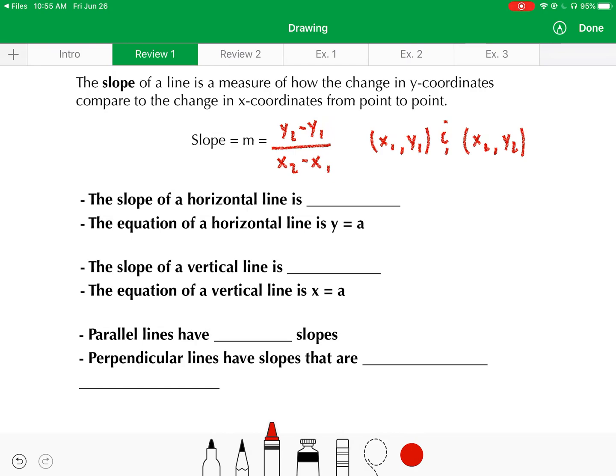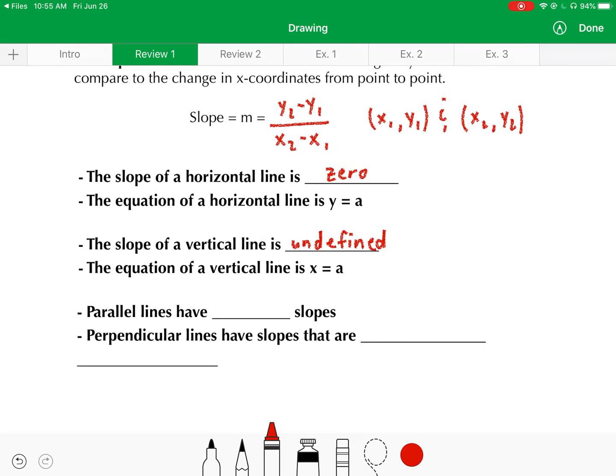Recall that the slope of a horizontal line is always 0, and horizontal lines are going to have the equation y equals a constant, a, right? So like y equals 3 would be considered a horizontal line when graphed, okay? The slope of a vertical line is considered to be undefined, and its equation will always be x equals a constant. So something like x equals 4 is an example of a vertical line.